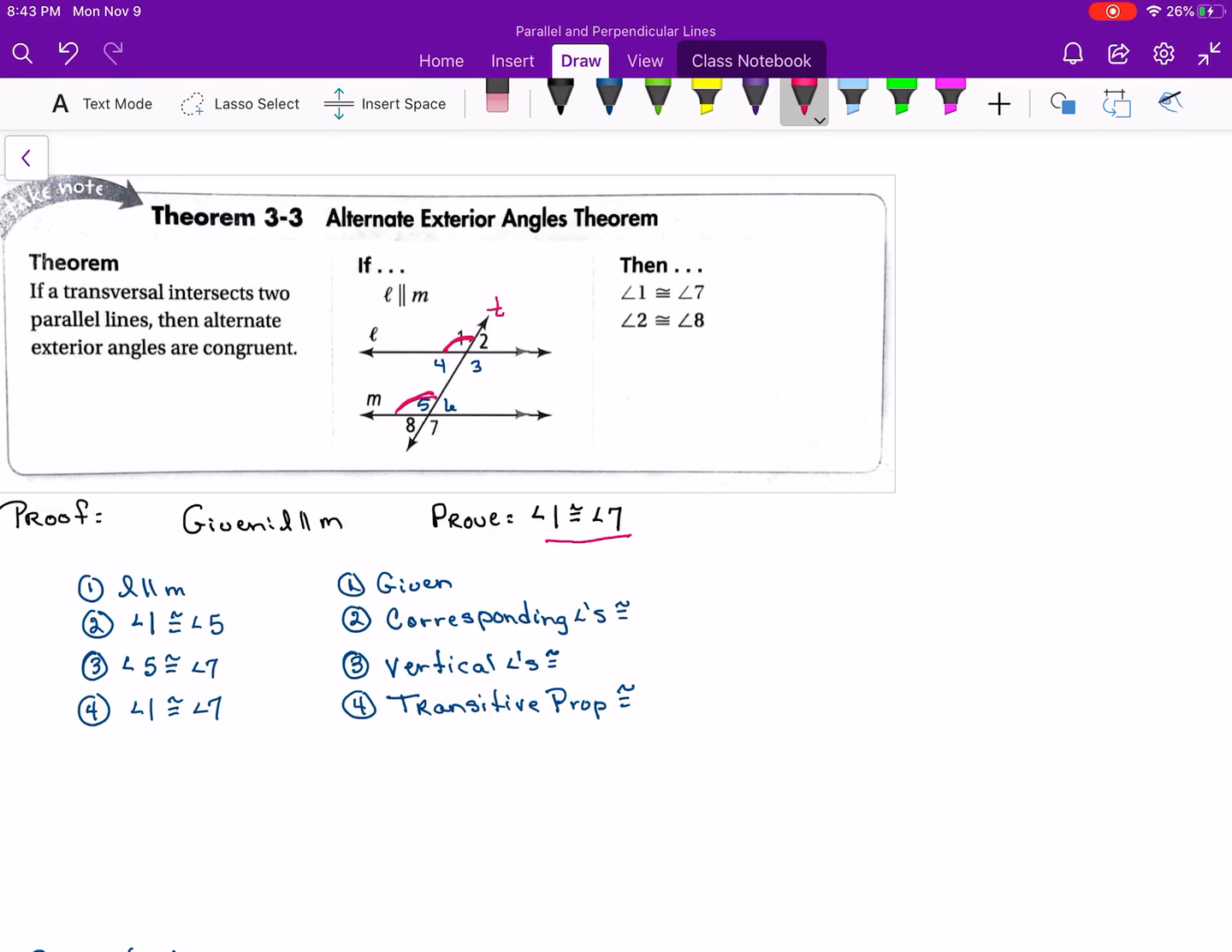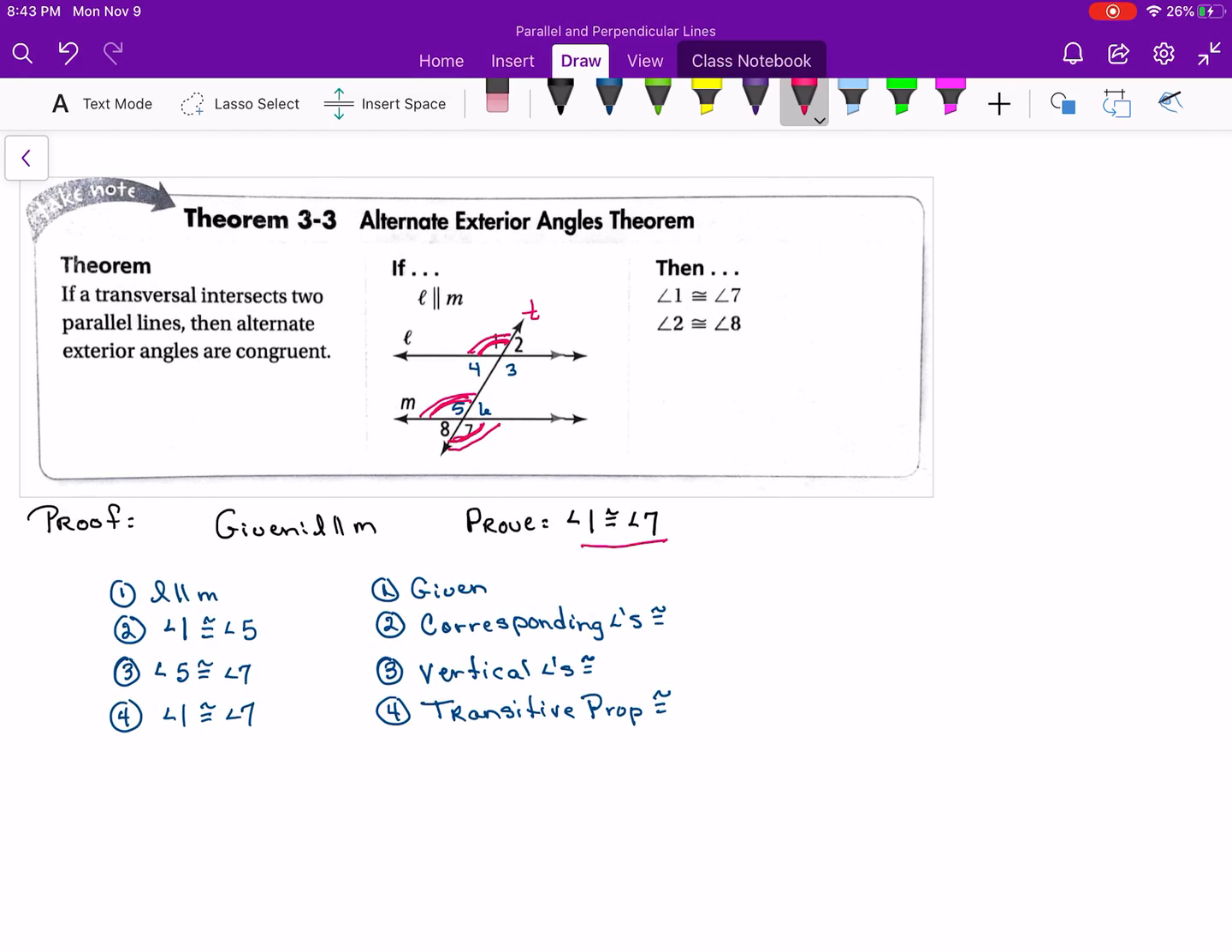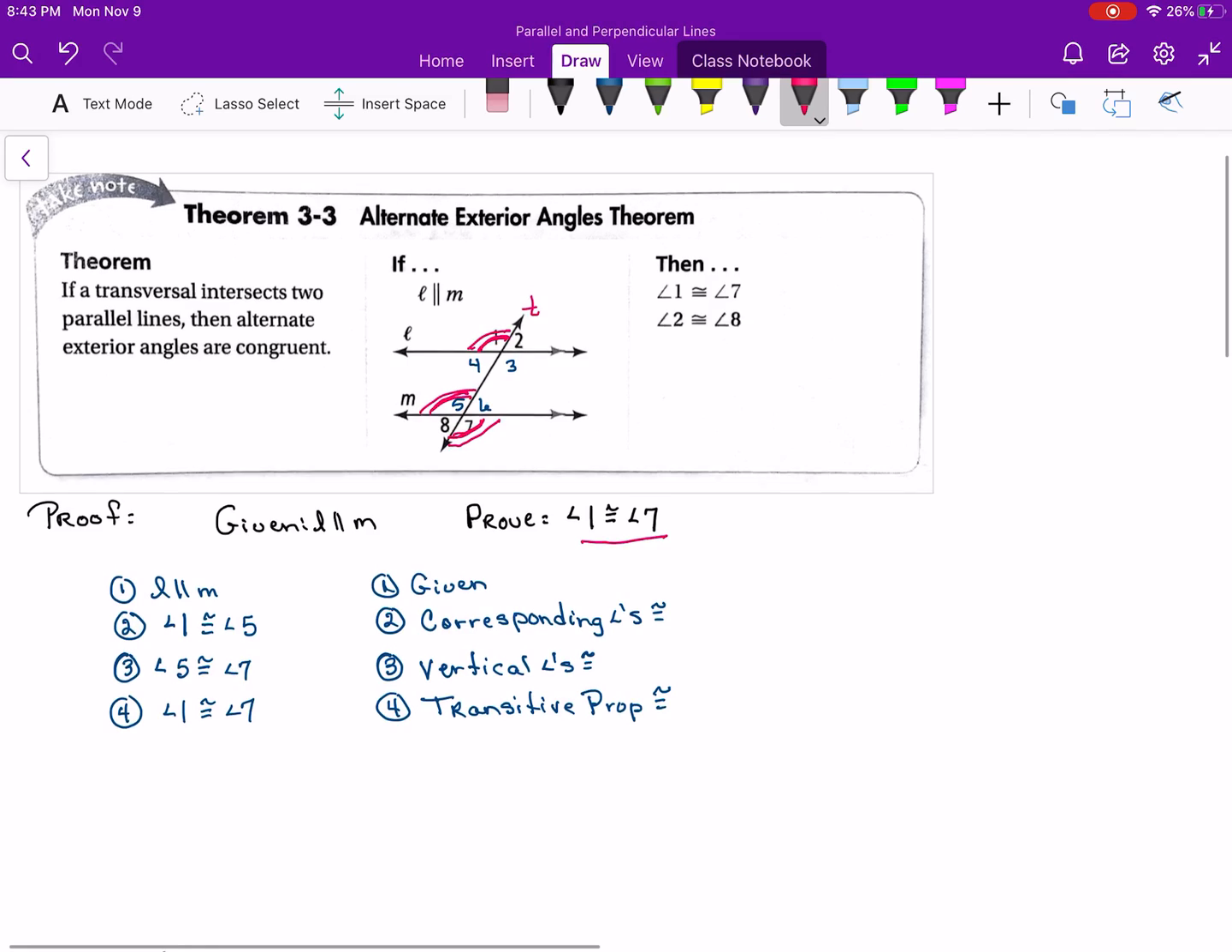Since 5 and 7 are vertical angles, we also know that those two are congruent. Reason being, vertical angles are congruent. And if you'll look at the picture, since 1 is congruent to 5 and 5 is congruent to 7, then 1 and 7 must be congruent. And that is the transitive property of congruence. So a pretty short proof. And now since we have proven this theorem, we can use it any way we possibly need to.